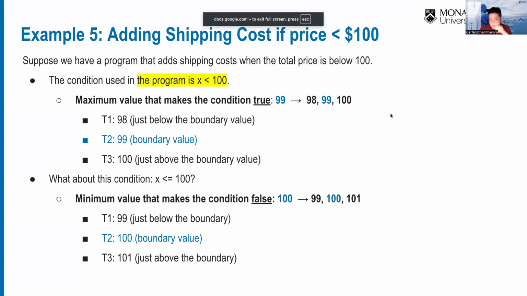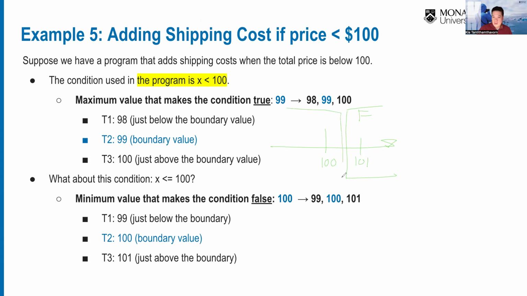If you look at the range, to clarify this again, the on point value is 100, and because of the requirement, anything beyond 100 will return false. That's an off point, and the on point is here, which will return true. So the first step is to find the maximum value that makes the condition true. That's 99.